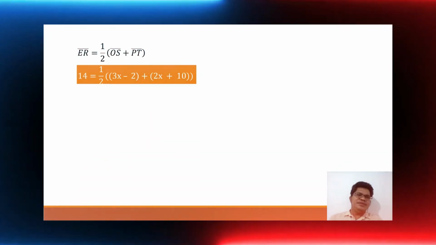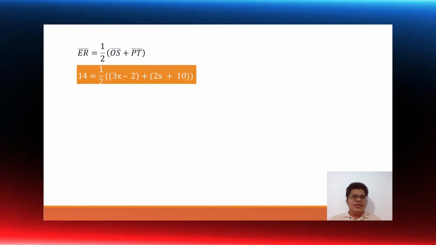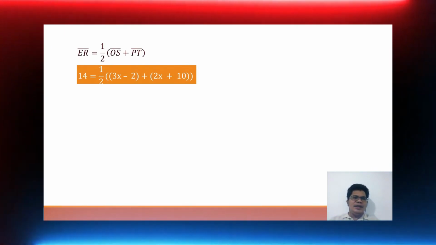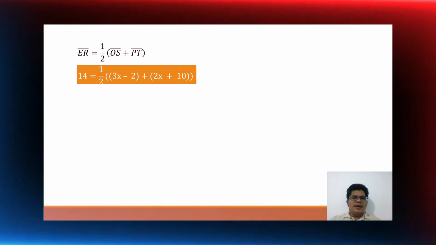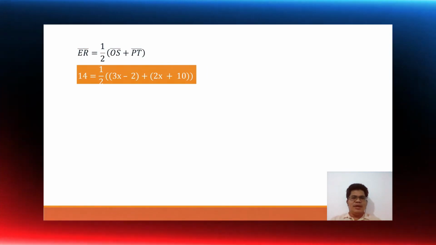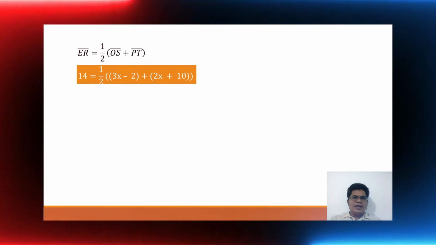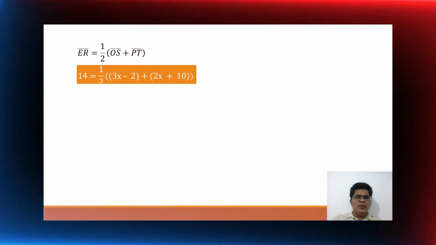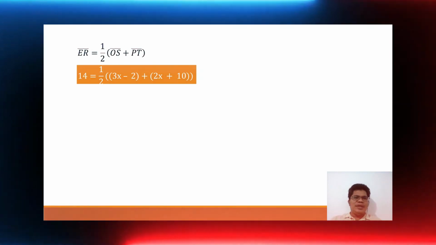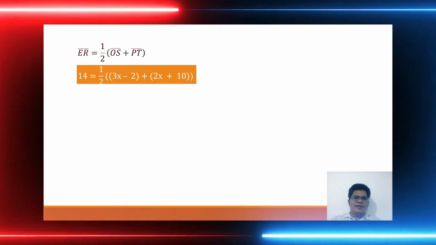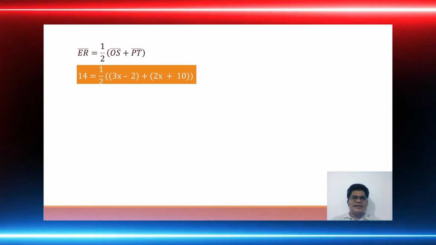Now, let us now substitute. The measure of side ER, or the median of the trapezoid, is 14, equals 1/2 times the measure of side OS plus the measurement of side PT. Now, to simplify, of course, we're going to multiply both sides by 2 so that 14 becomes 28 and the right side of the equation becomes 1 times the quantity of 3x minus 2 plus 2x plus 10.